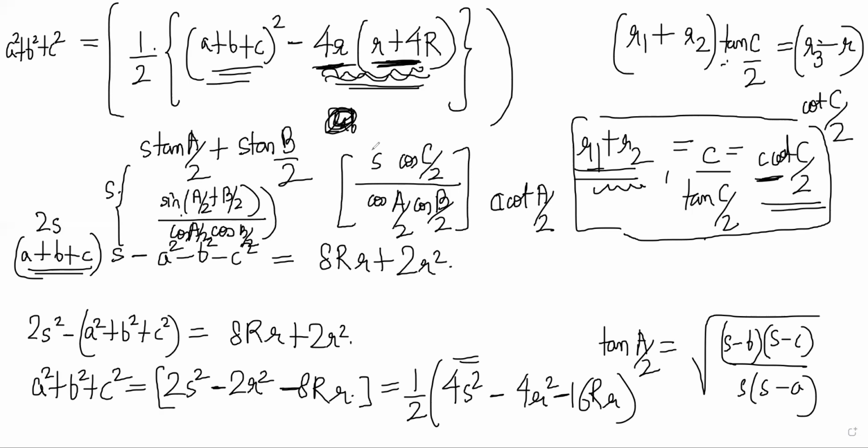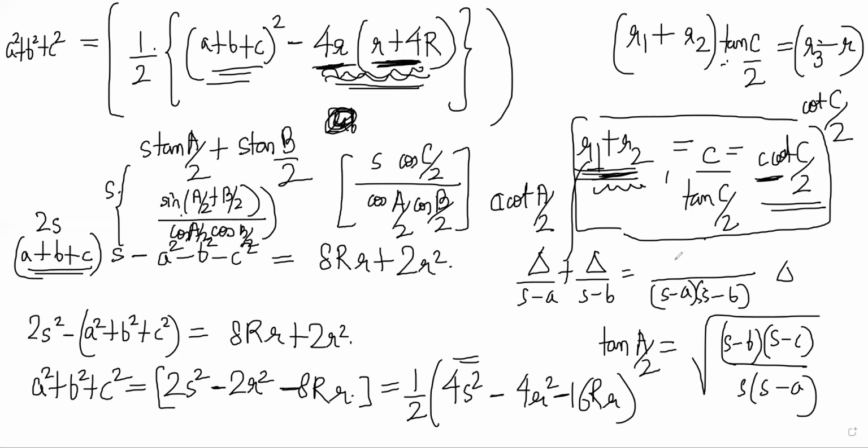How will we get R1? I think we should have used del by S minus A. It would have been easier. We can use del by S minus A plus del by S minus B. That will become del common, and S minus A plus S minus B over S minus A times S minus B. So just 2S minus A minus B, which is C, right?